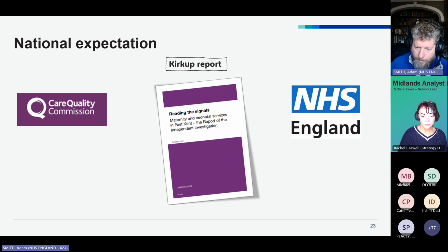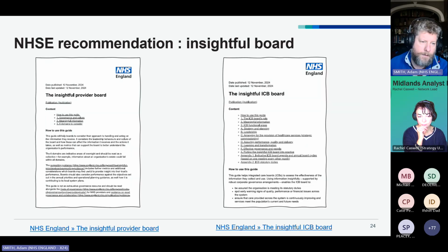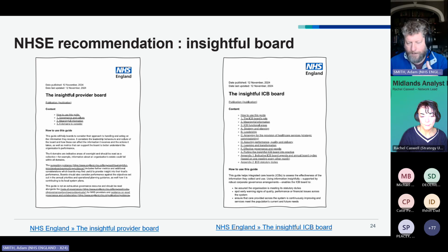His recommendation was that we should be looking at data as SPC charts as well. And then finally, we've started to get NHS England, our own organisation, to look at data slightly differently. At the end of last year, I believe, very recently, two documents were released. One is about trust boards, and one's about ICB boards. Insightful board, these are called. These are an update on Intelligent board from a few years ago. And in there, there's a really strong recommendation for trusts and ICBs to look at data as SPC charts.